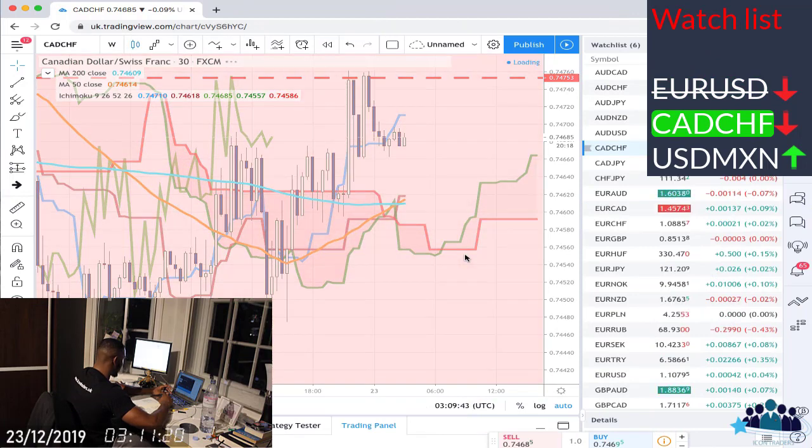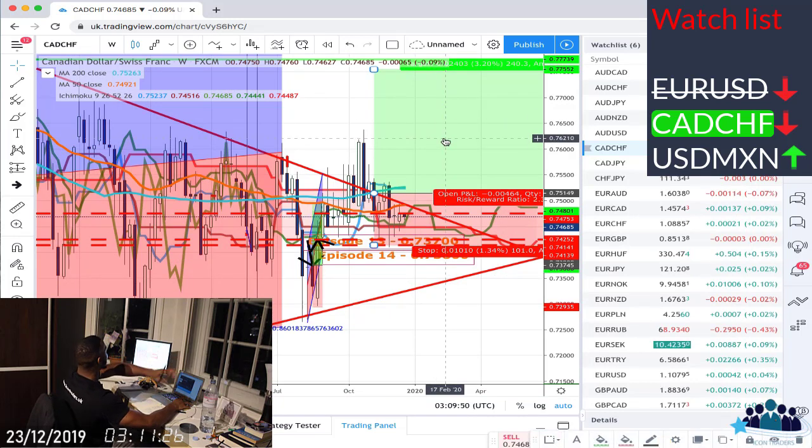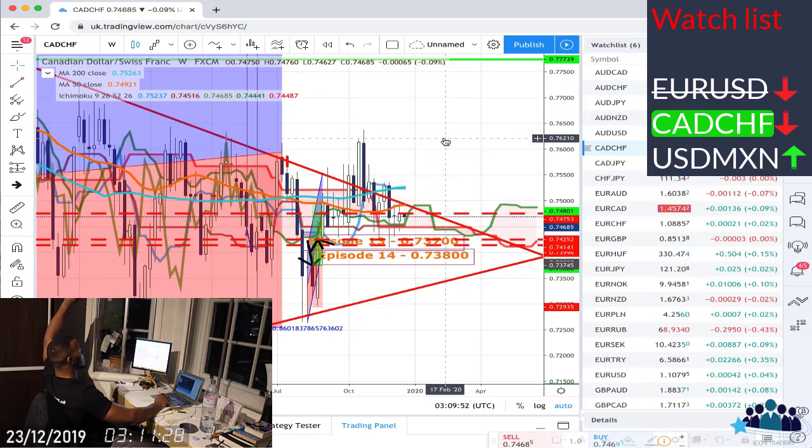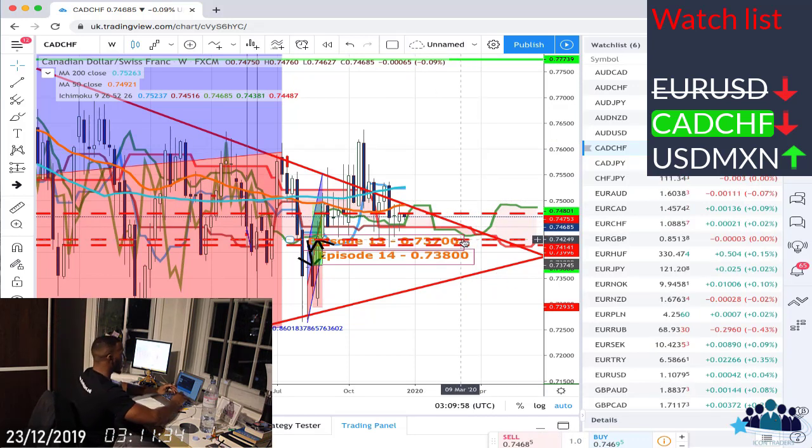Now what do we see here? Okay, so as you can see, we were previously looking at this as a buy. Now, to be honest with you, I'm not too sure. I believe it may be a sell. However, certain parameters have to be hit first.